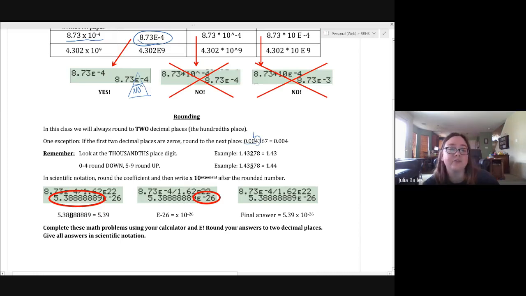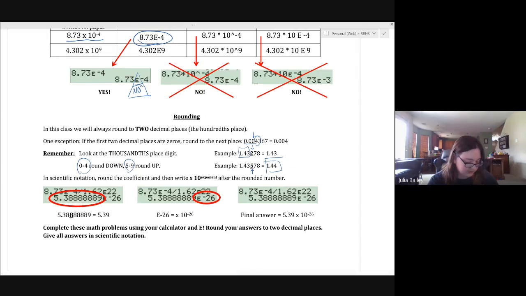Remember, if you're rounding to the hundredths place, you look at the next digit, which is the thousandths place, and then you choose to round up or down based on if the thousandths place is between 0 and 4 or 5 and 9. So like 1.432, if I'm rounding this to the hundredths place, the thousandths place has a 2 next to it that tells me to round down, and it stays 1.43. But if I've got 1.435 and the thousandths place is a 5, that 5 tells me to round up, and it becomes 1.44. So that's just a note on rounding.